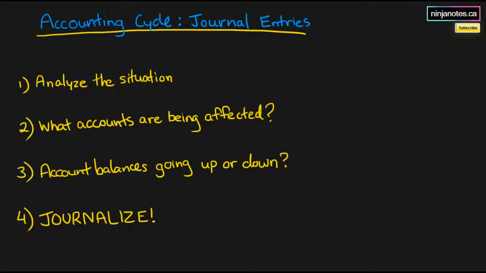So the first one is that, let's say we are billed for advertising services. First things first, we need to analyze the situation, what's going on. We're being billed for advertising services, so we actually consumed advertising services by a company that performed them for us. So since we actually used advertising services, it's going to be known as advertising expense.